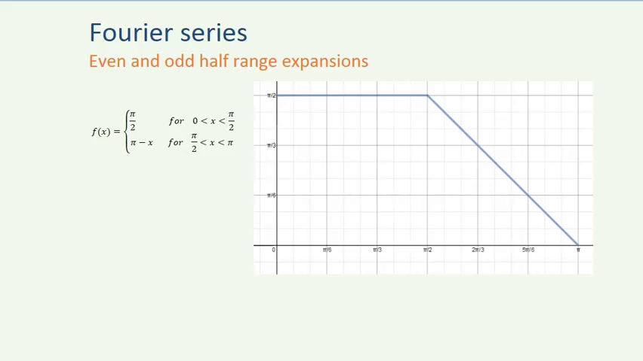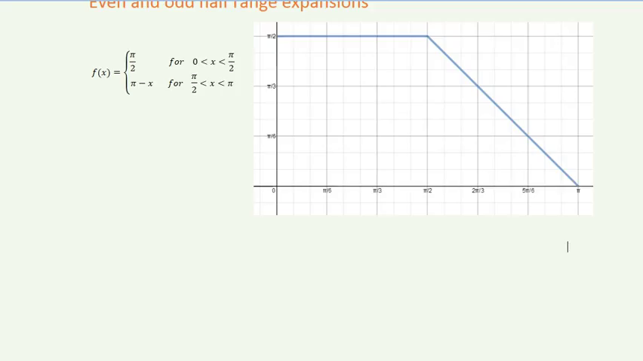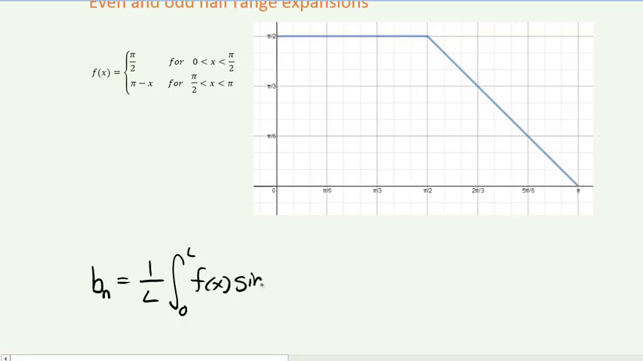Now what we need to do is just write down our general equation for an odd half-range expansion. And that's going to be the coefficient Bn equals 1 over L, integral from 0 to L, of f of x sine of n pi x over L dx. So the only unknown we have here is L.